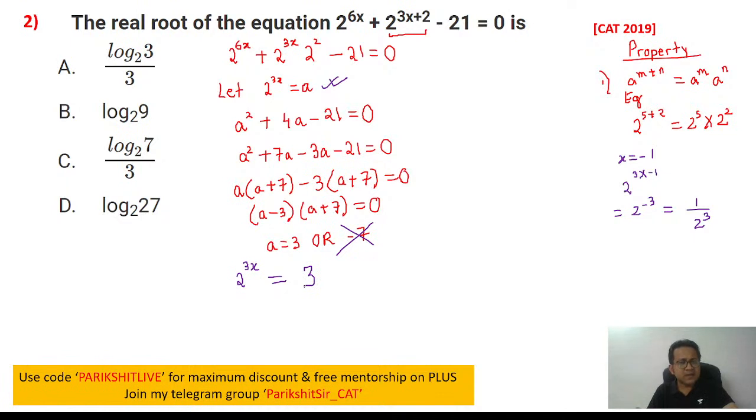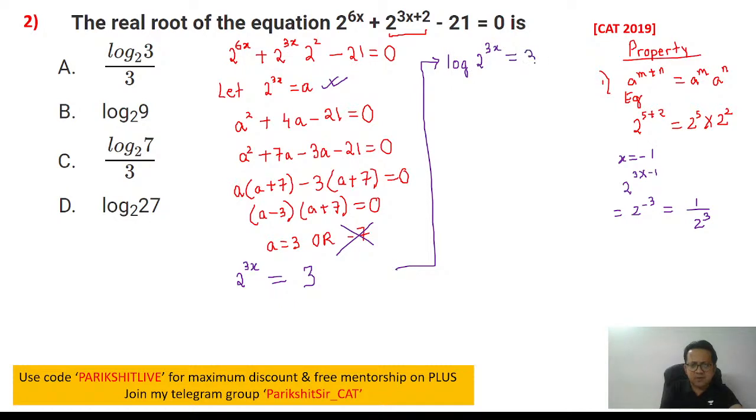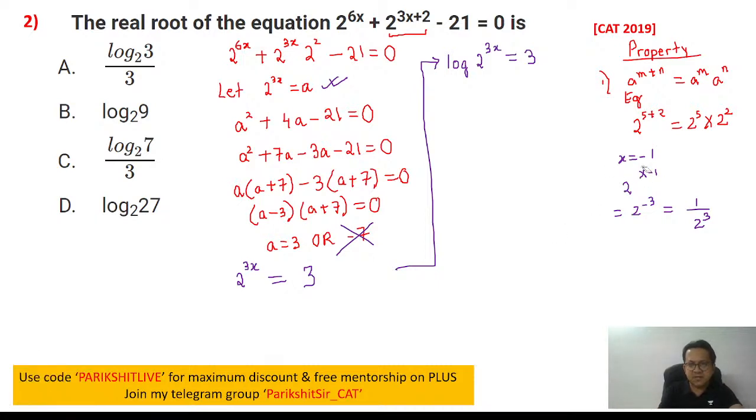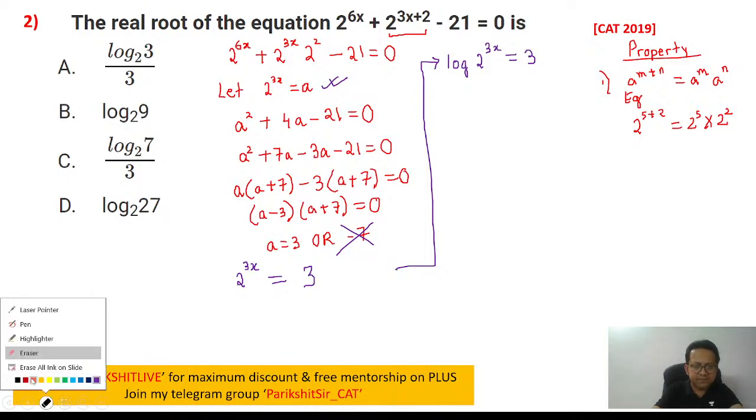That's it. I need the value of x. And I also look at it in my answer options. What do you have? Answer options log. So what I will do is I'm going to take log on both the sides. So what do you have? Log of 2 to the power 3x is equal to log 3. Right? So what's the next property that I'm going to use? I'm just going to create some space for myself and make sure that I keep writing down the properties so that you don't have a confusion.